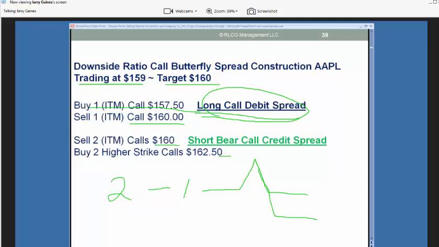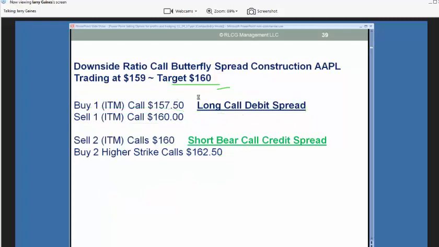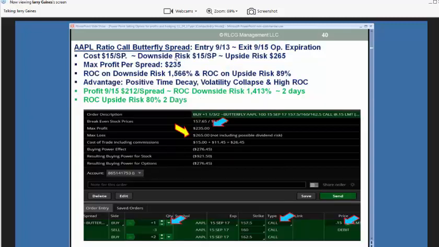So let's go through the structure, and you'll see how it works. When this trade was set up on the 13th, Apple was trading right about 150, right about that area. We're looking for a target up to 160 into expiration. This was set up costing just $15. That's the maximum cost of this trade, 15 cents, $15.